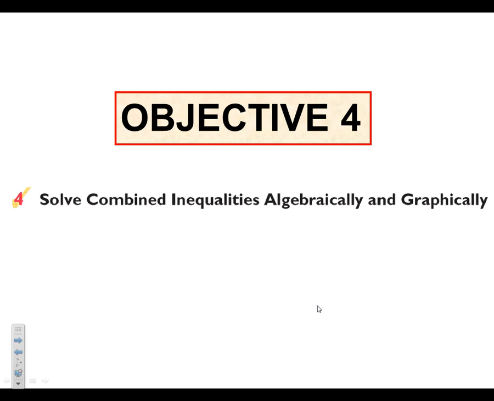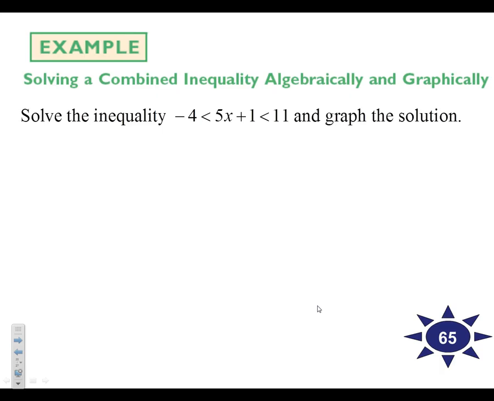All right, objective 4, let's solve combined inequalities. These get a little tricky, but I think you'll be okay once you do a few of them. To solve combined inequalities, we're going to get x by itself by minusing 1, and whatever we do there, we do to all three pieces. So now we have negative 5 is less than 5x is less than 10.